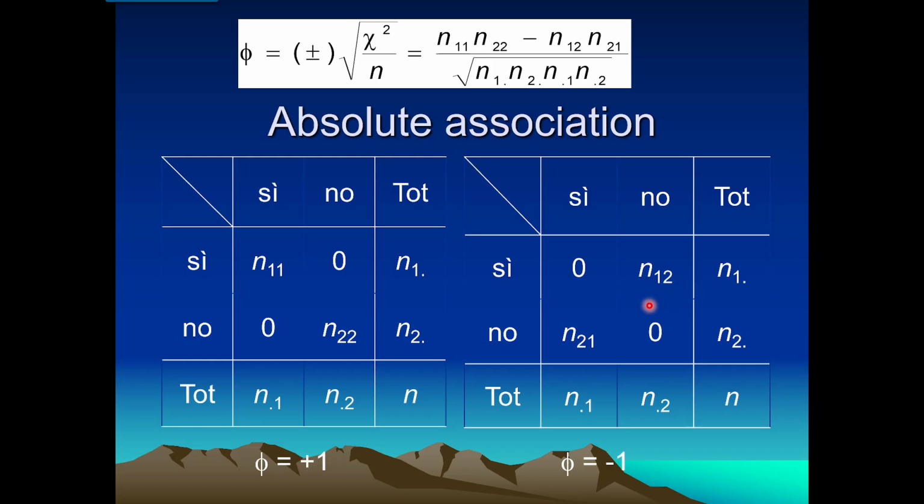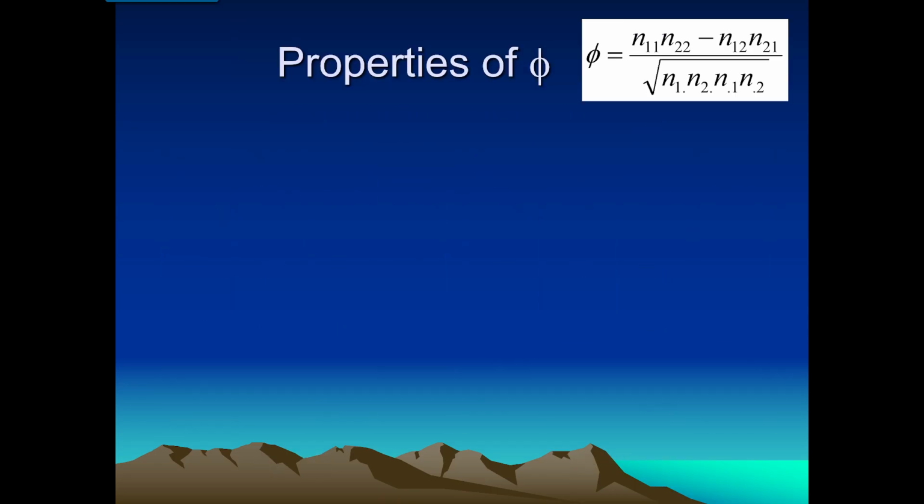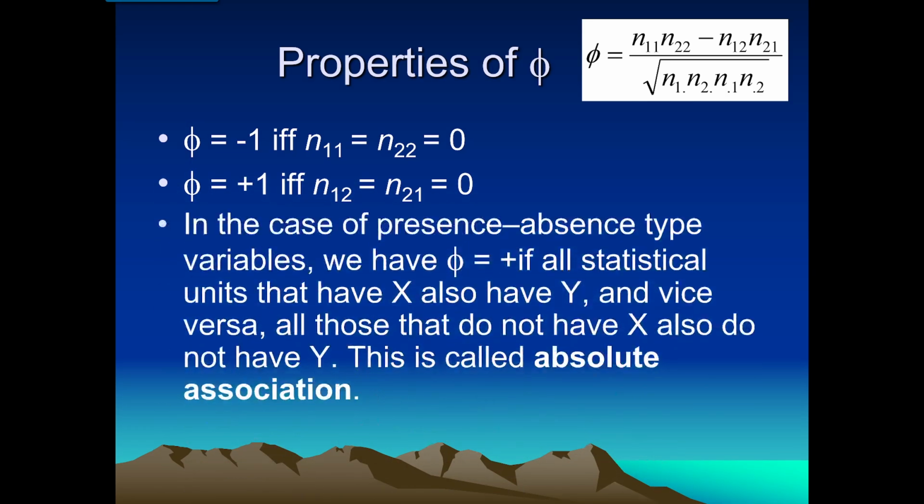The opposite case: here it says that you have seen the advertisement, and there is no way you are going to buy the product. Those who bought the product are only those who did not see the advertisement. So in fact, these are the mathematical conditions for which you have these extreme cases. The extreme cases are called absolute association. All the statistical units that have X also have Y and vice versa.